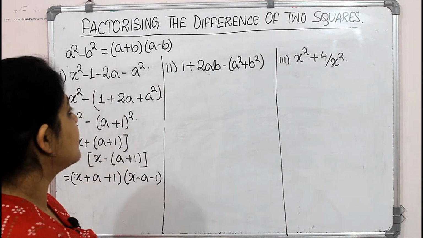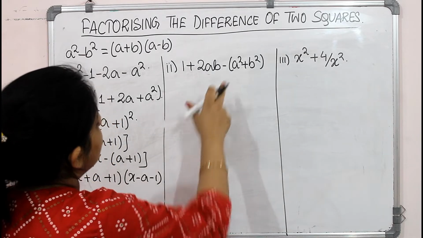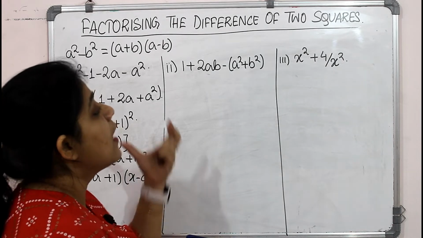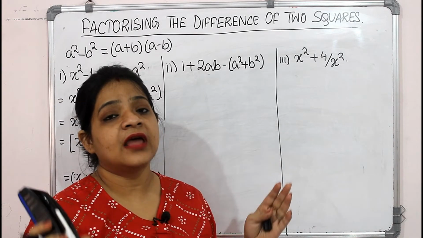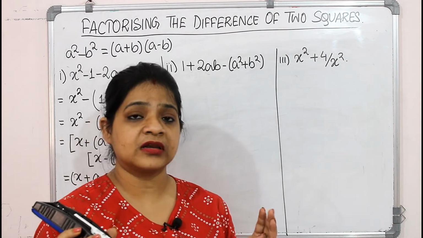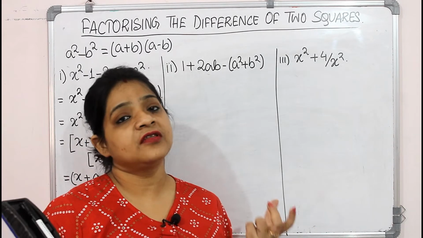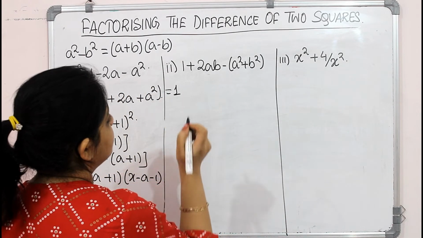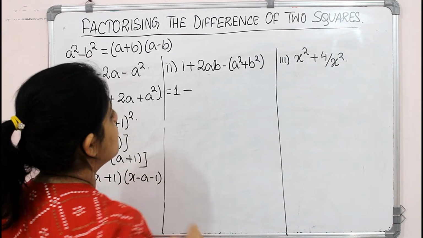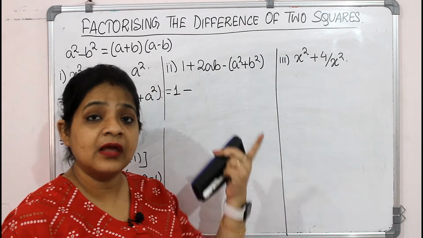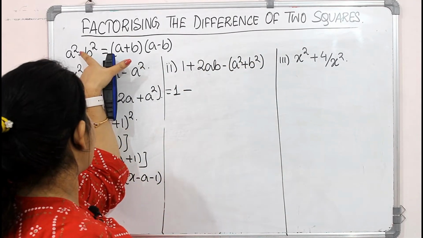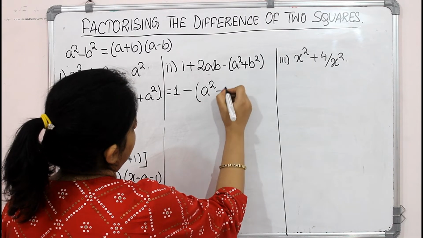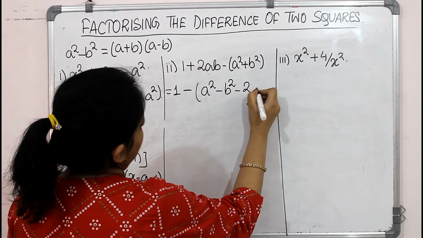Okay, so the second sum is 1 plus 2ab minus a square plus b square. Again 4 terms are there. So you have to arrange the sum in such a way that you obtain 2 terms, both of which are differences of squares. So let us keep 1 as it is, and if I take minus, as you have to make difference of 2 squares, that is, a negative sign should be there. So can I write a square minus b square minus twice ab?